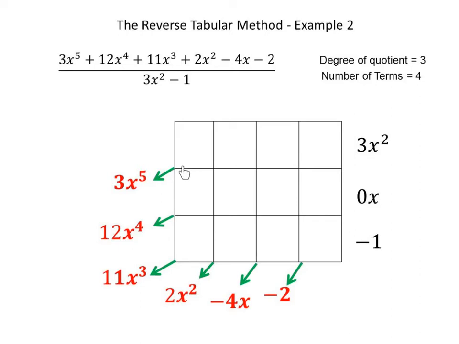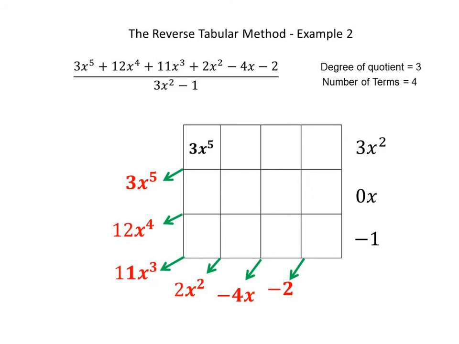All right. Now, in this process, remember that originally this 3x squared, this first term, is coming from this top left box right here. So our first step in this process is pretty easy. It's just replacing this term back into the box where it came originally. So here is the 3x to the fifth placed back into its box. Now this is going to help us determine what will be our first term in the quotient.